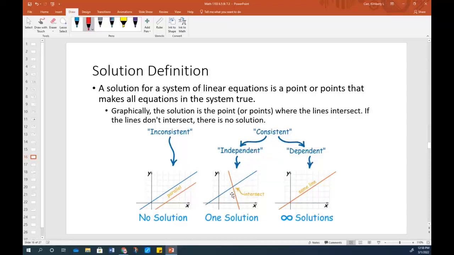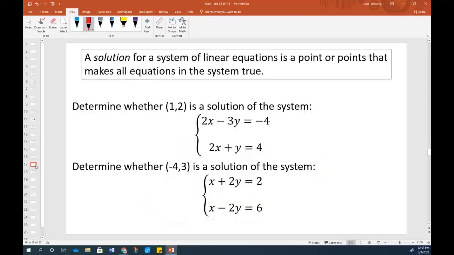If they're independent, then they're going to cross in one point, and that one point is an intersection, and that is the solution. On the other hand, if they're actually dependent, then every point on that line is a solution. So there's infinitely many solutions. So not every number in the world is a solution, but every point on the line is a solution. But graphing is kind of tough to do, particularly with precision, and you'll see that in a minute.